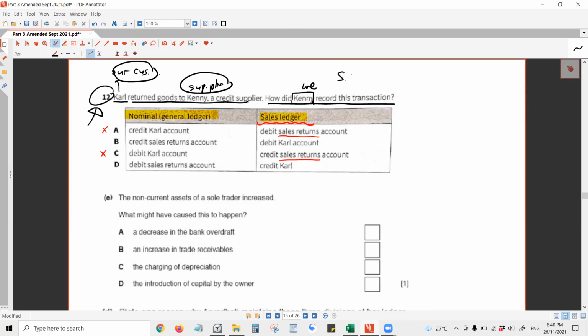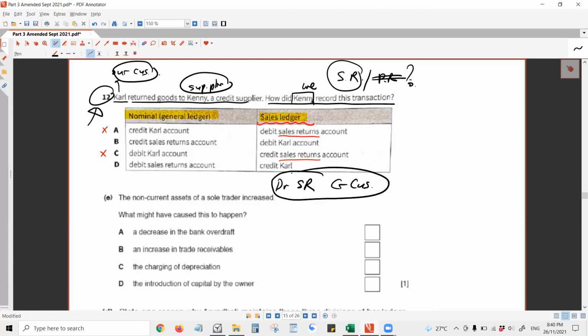Do you call this sales returns or purchases returns? Sales returns, right? Earlier you sold goods to Carl, and right now Carl returned goods back to us, so we call it sales returns. So when it is sales returns, what should be the T-account entries? Debit sales returns, credit customer's account. No explanation for this. For T-account entries, you really have to remember all of them. Debit sales returns, credit customer account.